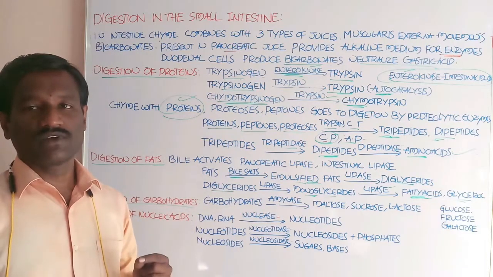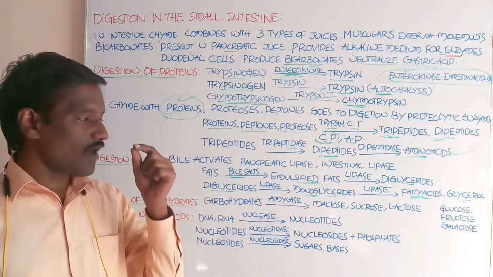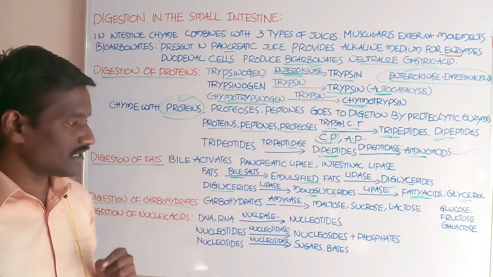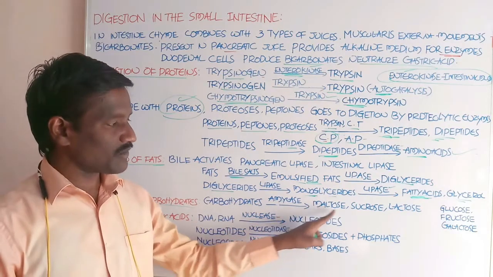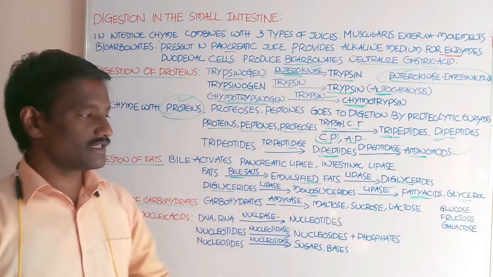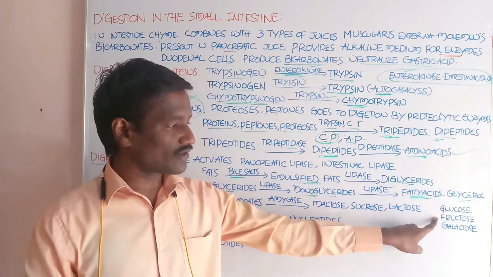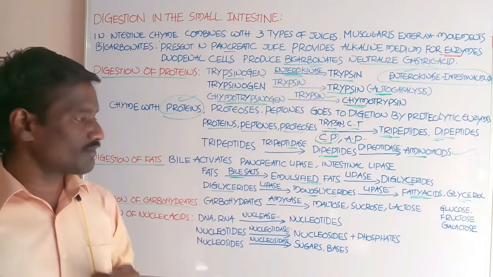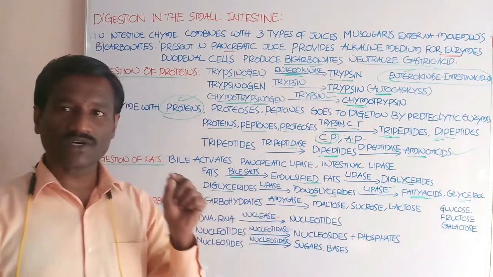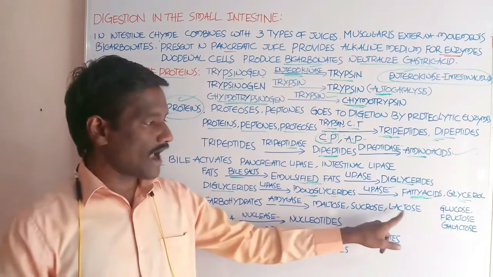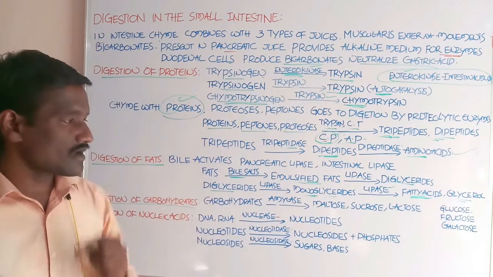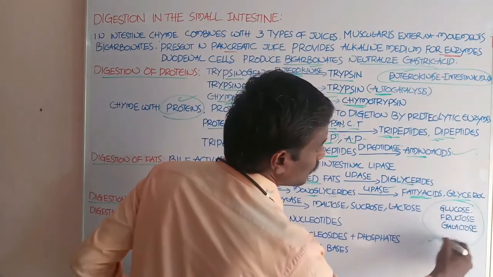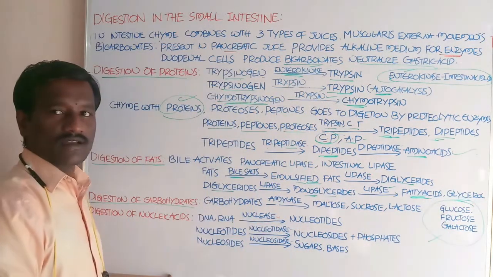For these disaccharides, maltase, sucrase, and lactase present in the intestinal juice act on them and convert them into glucose, fructose, and galactose. Maltose is formed of two glucose molecules, sucrose is glucose and fructose, and lactose is glucose and galactose. Finally, carbohydrates are converted into glucose, fructose, and galactose.